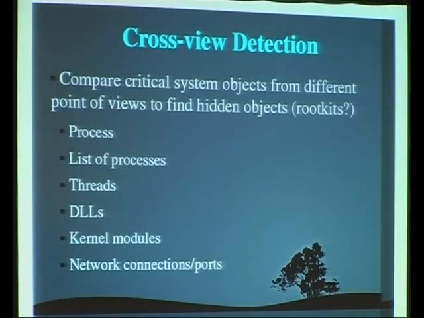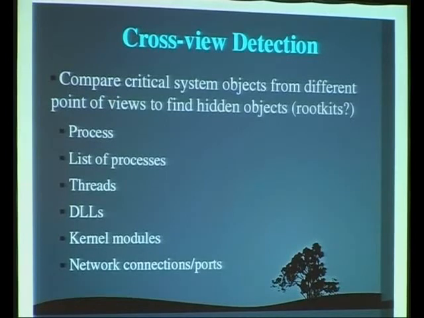Besides baseline detection, we have another detection method named cross-view detection. And the idea is that usually when the attacker installs a rootkit inside your system, the rootkit will try to modify your view, so you don't see the rootkit anymore. But usually the rootkit is not perfect, so if the rootkit modifies something and you don't see that anymore, you can see it from another view, and you can still see that information.